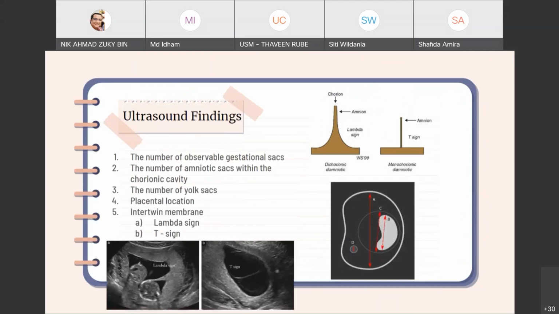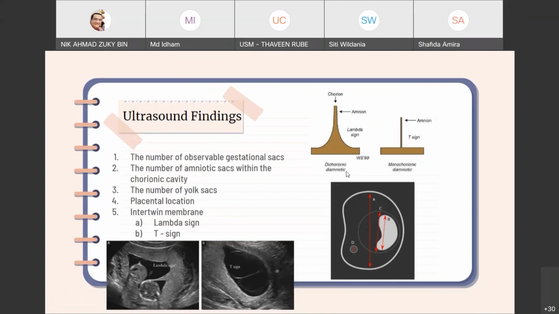So these are the ultrasound findings. You can see in the ultrasound the number of gestational sacs, the number of amniotic sacs within the chorionic cavity, and the number of yolk sacs. Here is the gestational sac, the amniotic sac, and this is fetus B. This is the yolk sac, and we can also locate the placenta and the intertwin membrane.